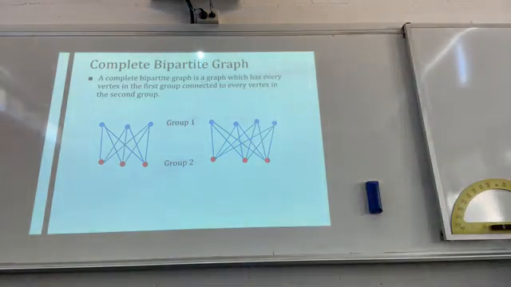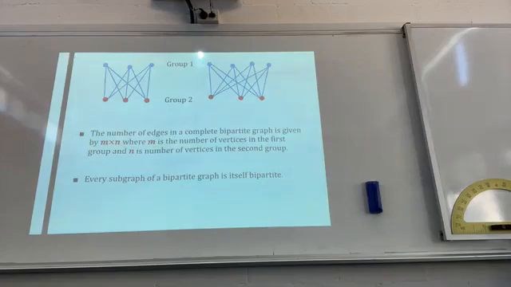Any questions so far before I move on to the next bit, identifying it? All right, before that, I've got to go through this first. The number of edges in a complete bipartite graph is given by m times n, where m is the number of vertices in the first group, and n is the number of vertices in the second group.